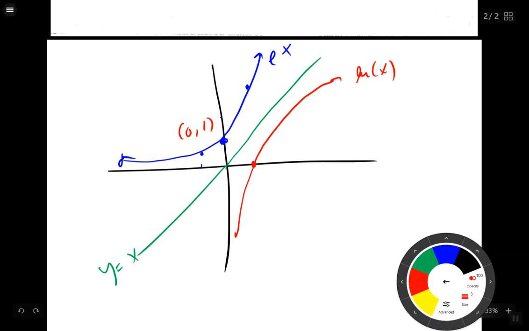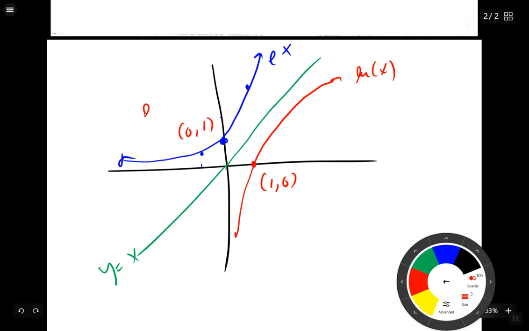Isn't that cool? So log is the inverse of e to the x. I'm so glad you could listen to me and say it again. Okay, so what does this point mean?